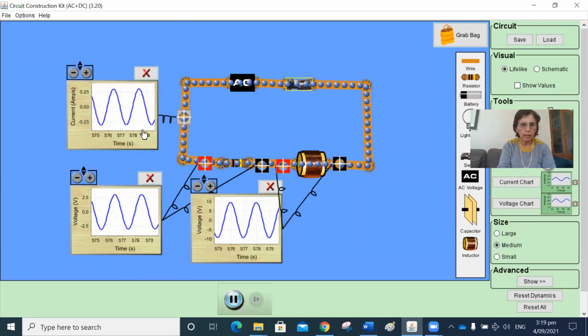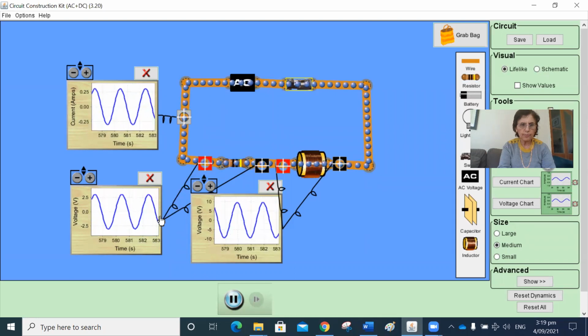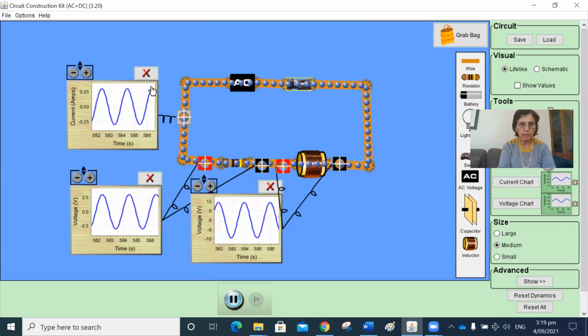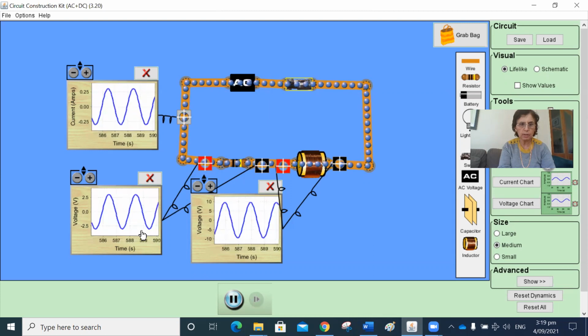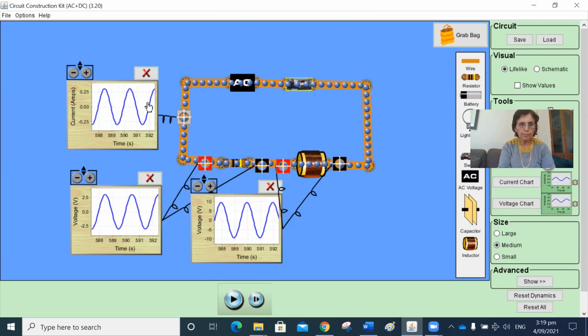Now, let's compare the current and the voltage across the resistor. If you look at the trace over here, these two traces are becoming maximum at the same time, and they become minimum at the same time. Let's just stop it for a second. So current is maximum in the circuit and voltage across the resistor is maximum, or we say that current and the voltage across the resistor are in phase.